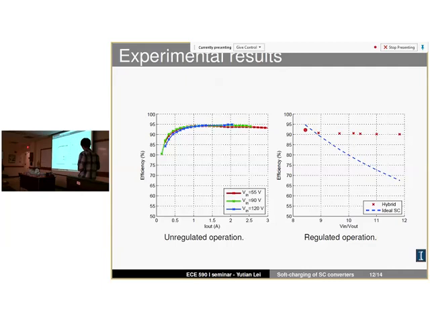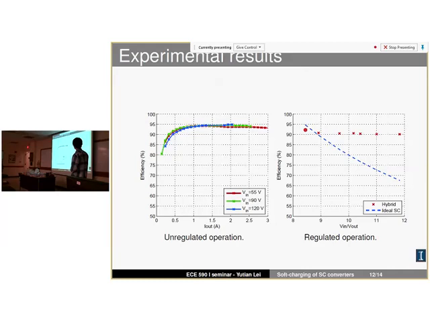We also look at the regulated operation, meaning that we fix the output voltage to a certain voltage, and we increase the input voltage. The native conversion ratio is about 8, and because of the power loss, even in unregulated operation, it is slightly larger than 8. Now we just increase the input voltage and try to regulate the output voltage, and that is the efficiency we got. You can see that it doesn't really drop much.